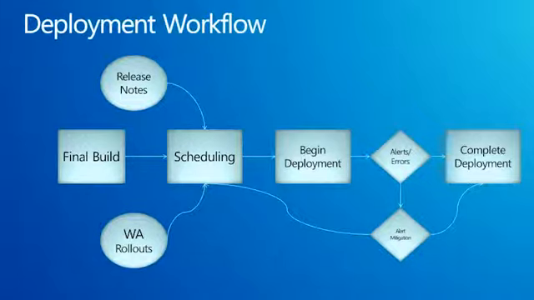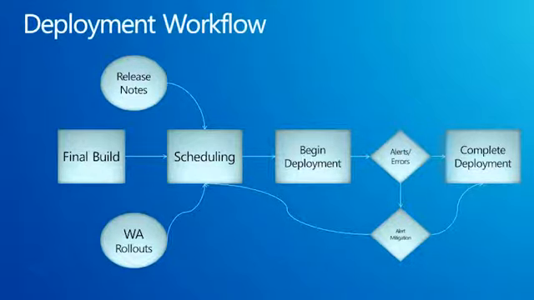After a final build is issued, it is given to an operations department for scheduling. The operations staff will refer to the release notes that are provided with the build and coordinate with any other rollouts taking place within Windows Azure. Once the schedule has been established and a window has been set, the operations staff can begin deployment, monitor for any alerts or errors that they find during the deployment, and attempt to mitigate them if possible. If they can, the deployment will then be completed.